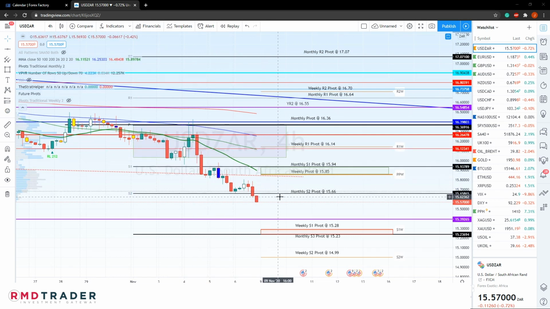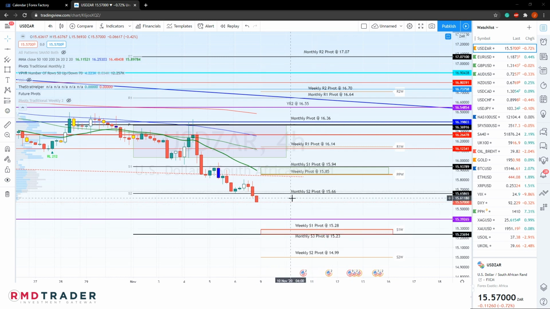And currently, considering that price has now closed below the monthly S2 pivot at 1566, that would open up the area of support, which is also our next pivot support, and that is the area between the weekly S1 pivot at 1528 and the monthly S3 pivot at 1523.